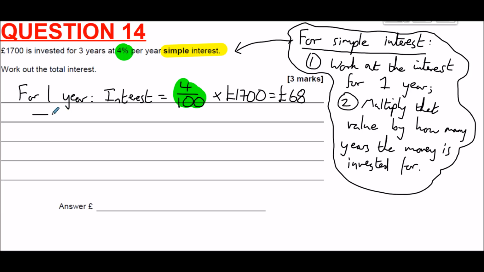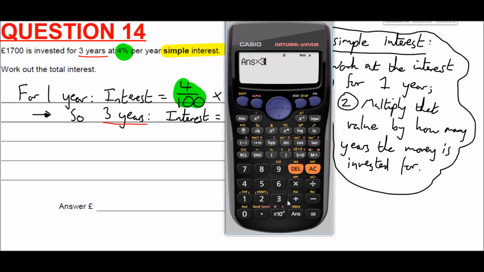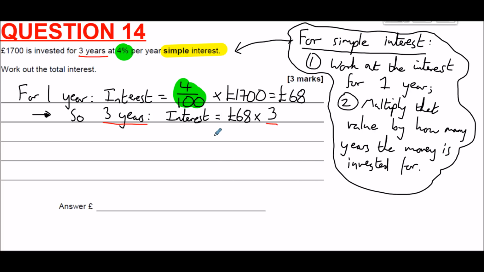be invested for. So this money here is going to be invested for 3 years. So for 3 years, the interest will be the £68 interest for 1 year multiplied by 3, because again it's being invested for 3 years, not just 1 year. So finally we do 68 multiplied by 3 and we get our final answer of £204 interest in total. So that's what we write on our answer line. And question 14 is done.